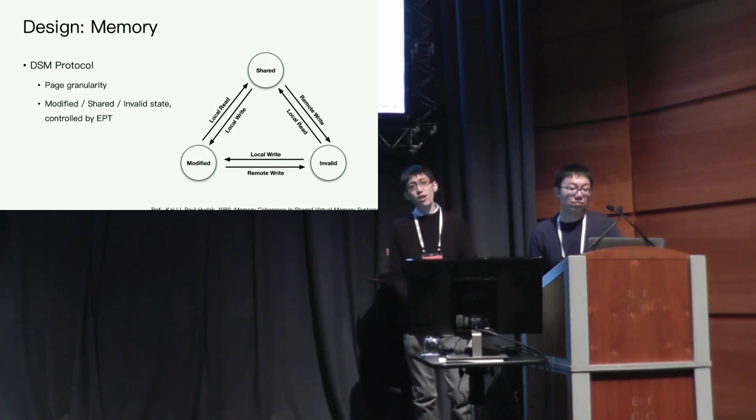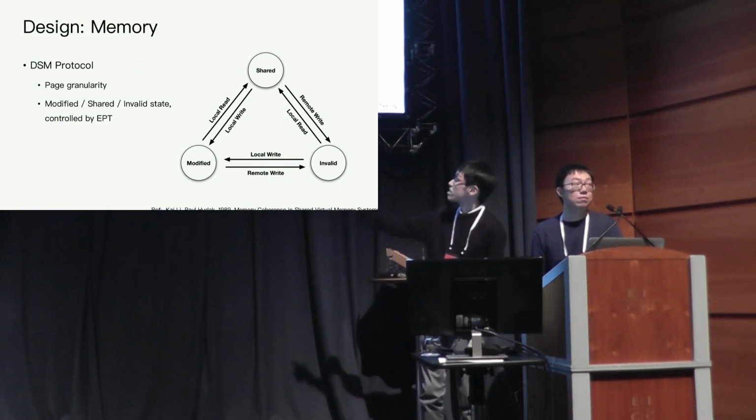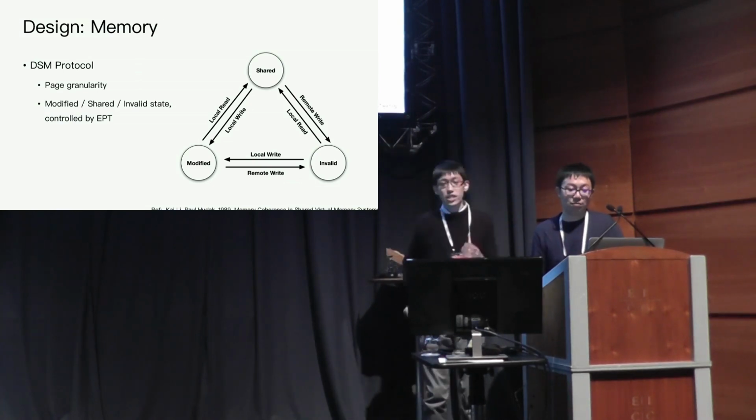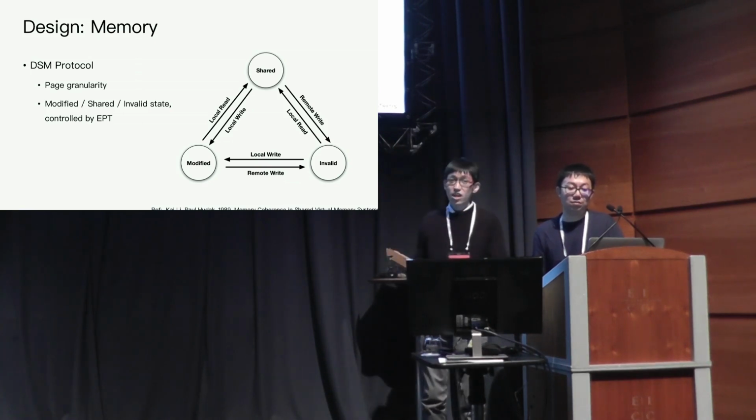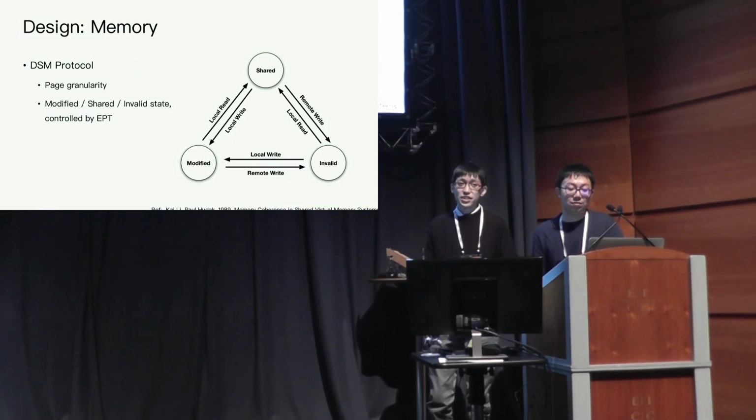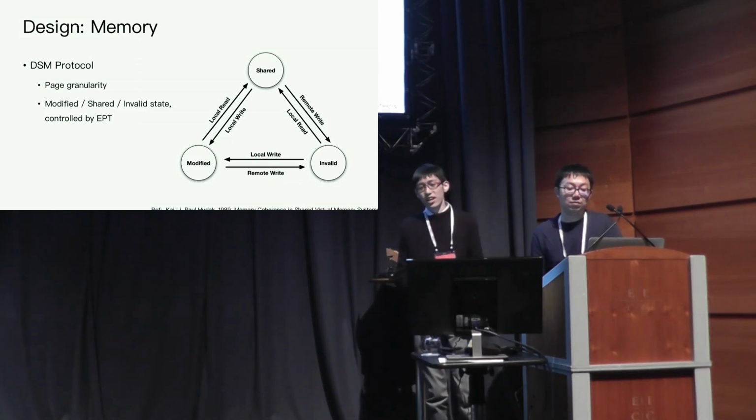For those who are not familiar with DSM, I'll give a brief overview of it. Basically, we have 3 states: modified, shared, and invalid associated with each page, and they're controlled by EPT. If a page is in modified state, it indicates exclusive ownership of this page and it has read and write privileges. If a page is in shared state, then it is potentially owned by multiple machines and is write protected. If a page is in invalid state, then it means the current QEMU instance does not own a valid copy of this page, and the corresponding EPT entry is marked not present.